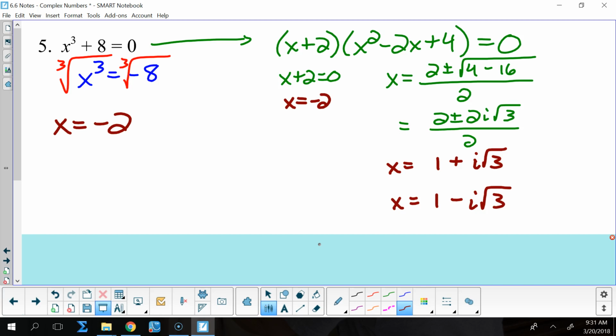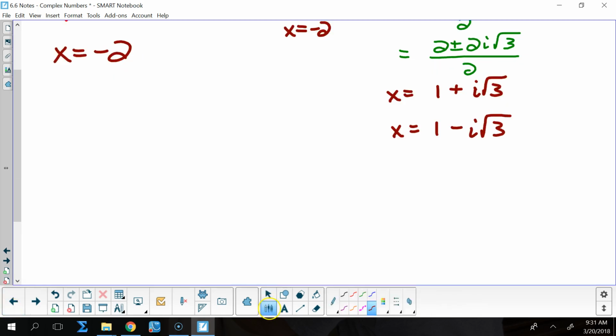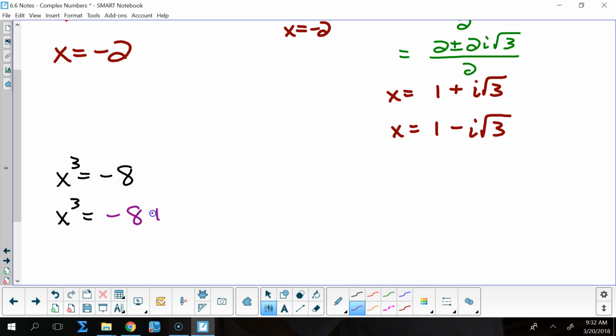And that other way is actually using de Moivre. Okay? So let's start with de Moivre here now, back at x cubed equals negative 8. Can I write negative 8 as a complex number? Yeah, what is it? Negative 8 plus 0i. Right?